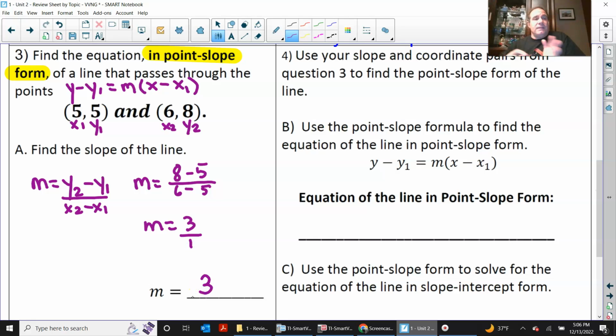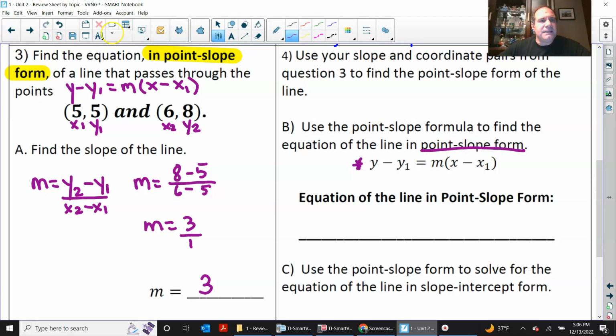So now we're going to go over that. That's all they wanted me to do right there. So point-slope form. So look at number 4. It says use your slope and the coordinate pairs from question 3. We got it. We have it. Use the point-slope formula to find the equation of the line in point-slope form. So here's the point-slope form.